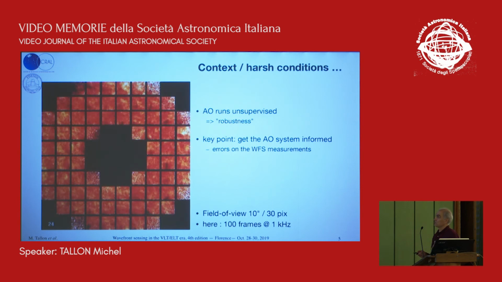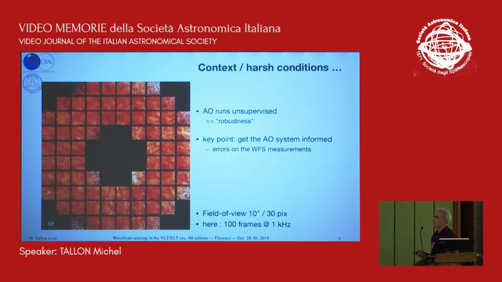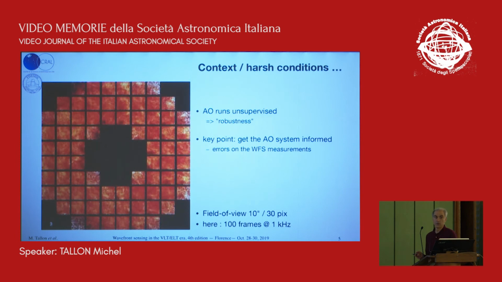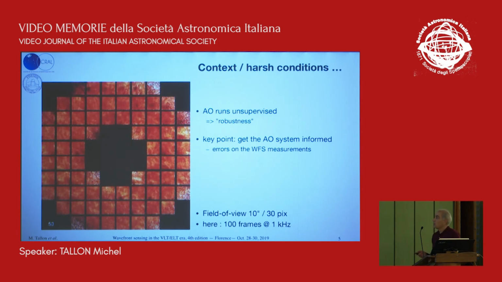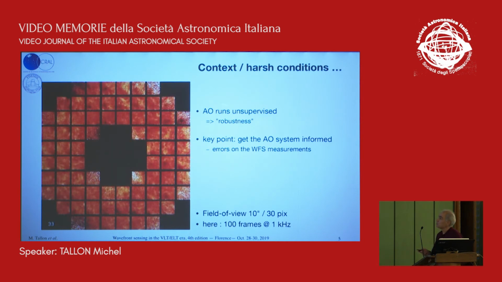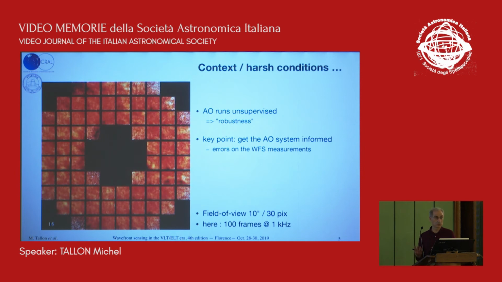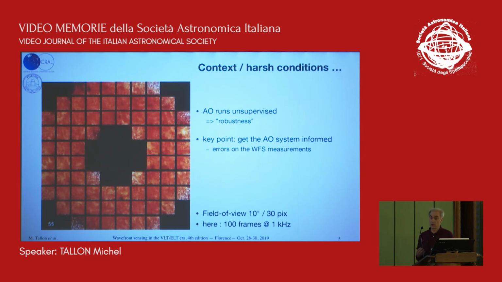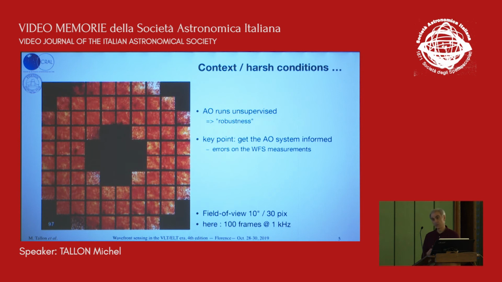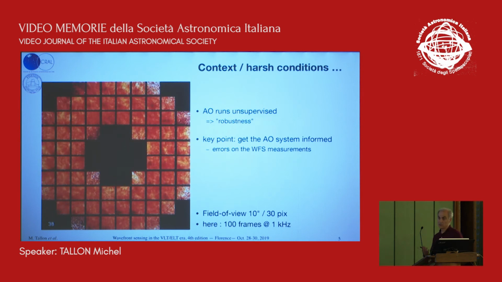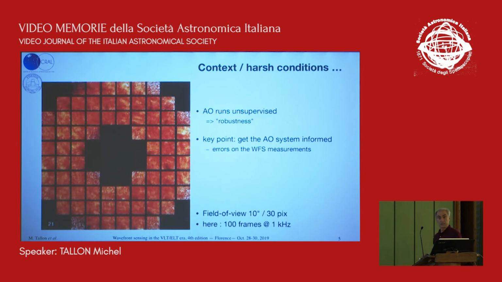So a key point is to get the controller informed about these situations. So we want to be informed in real time on the errors. What we also see is that at a given time, the sub-images are more or less blurred. So when we make a reconstruction, we have to know where the good gradients and the bad gradients are in the same wavefront. And from frame to frame, it evolves, of course.